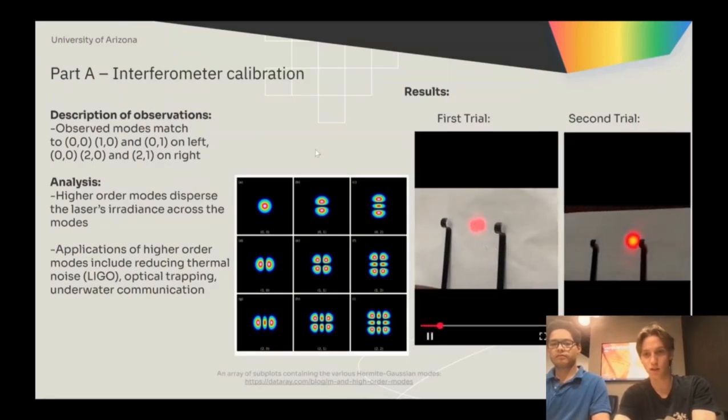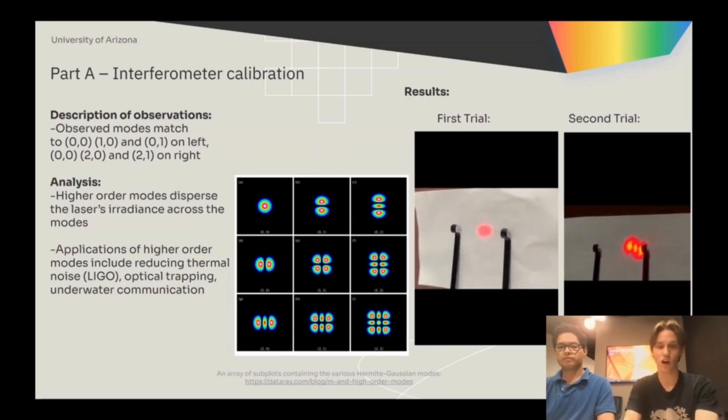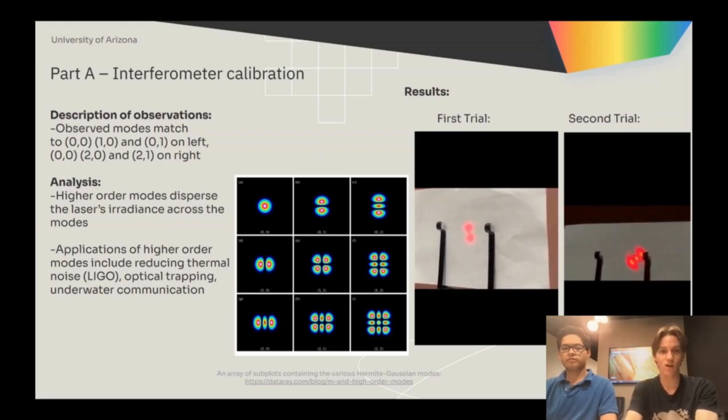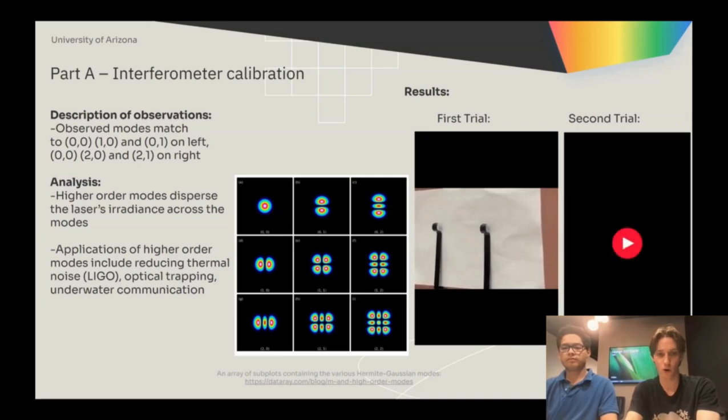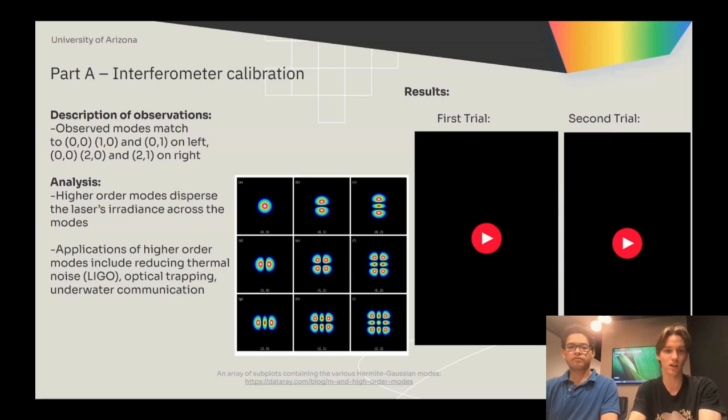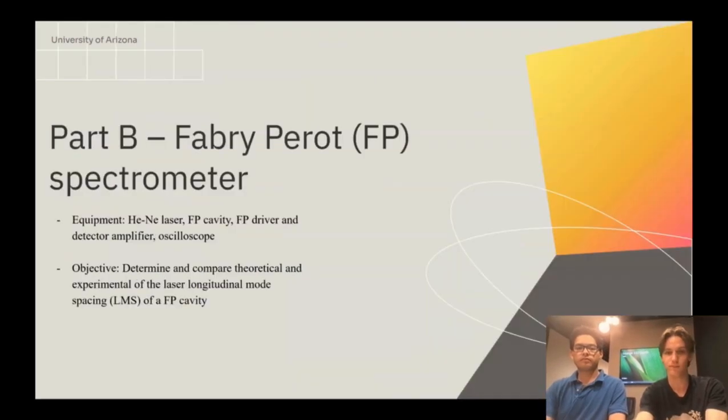And then from there, we were able to adjust the mirrors a little more to observe modes. As you can see, we did 2 separate trials, and we were able to observe 00, 10, 01, 20, and 21 modes. And some of the applications for these higher order modes can be reducing thermal noise, which is in the LIGO gravitational wave detector, as well as optical trapping and underwater communication.